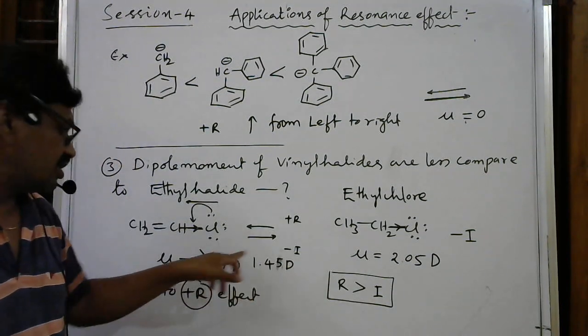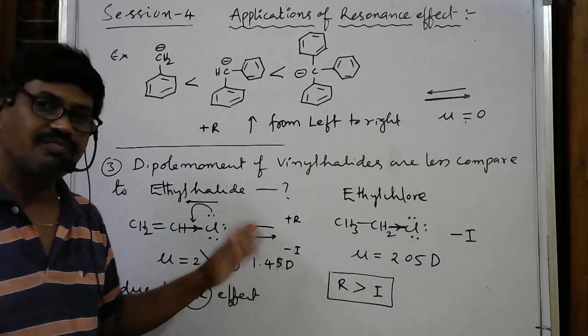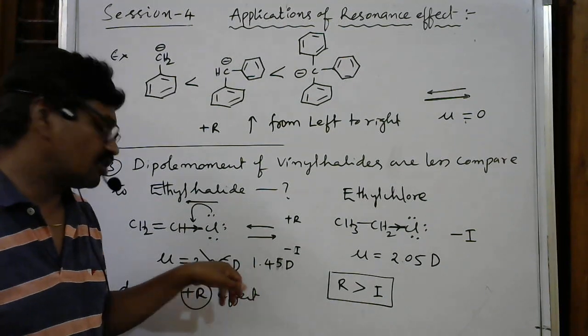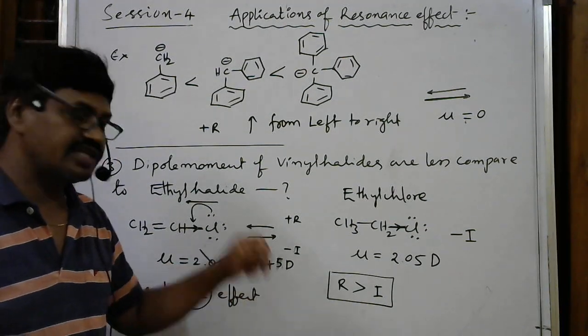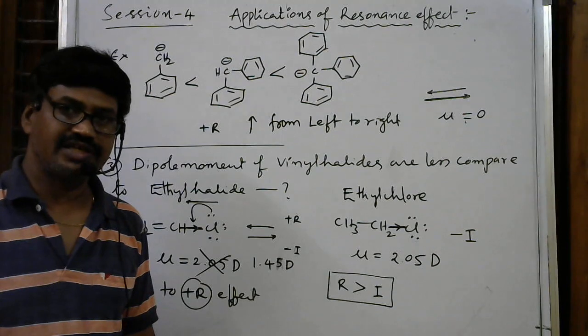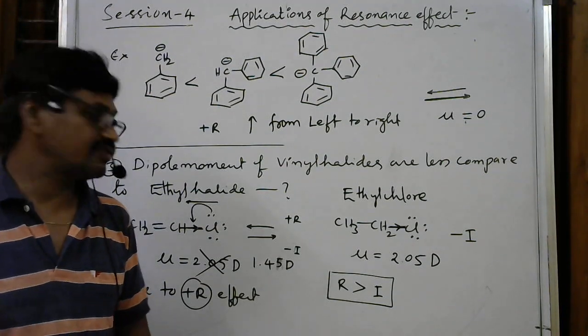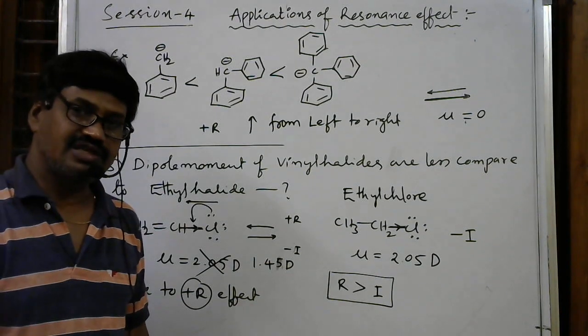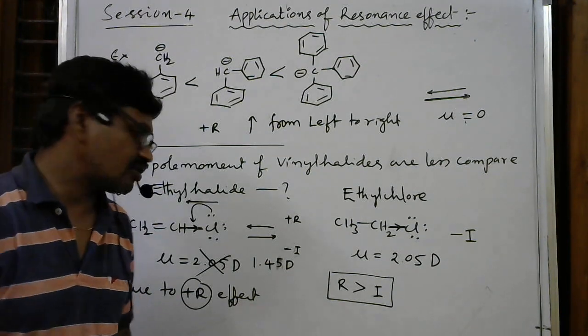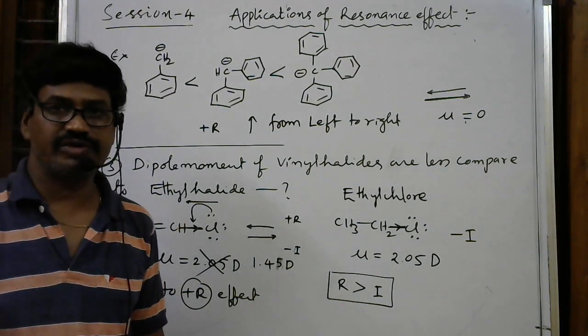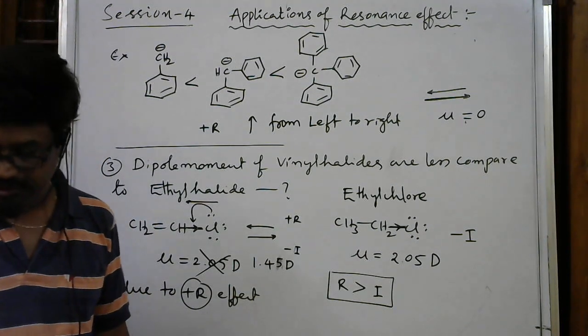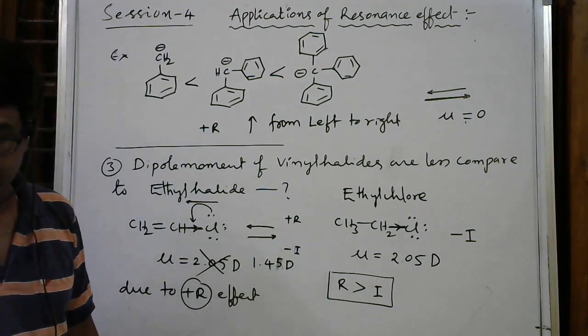Because of that reason, here the bond moments are compensated. Because of that, instead of 2.05 D, here we are getting 1.45 D. So the resonance effect is more powerful compared to the inductive effect, and next we'll discuss hyperconjugation. Compared to hyperconjugation also, it is more dominant, more powerful. This is about dipole moments.